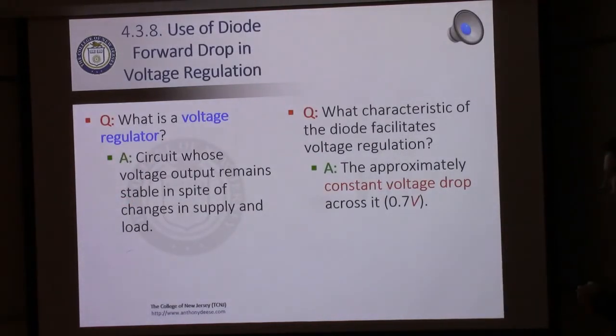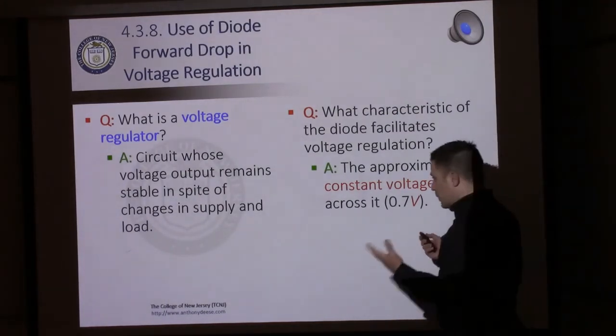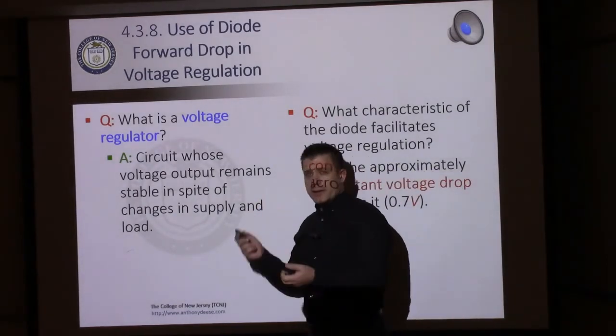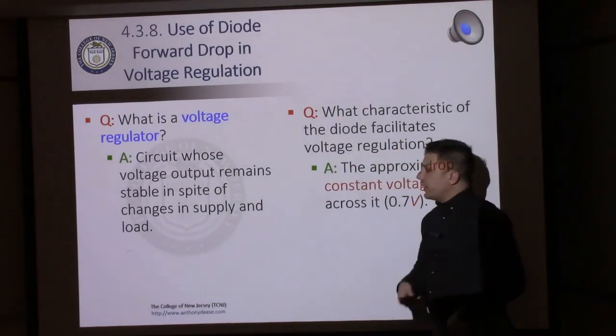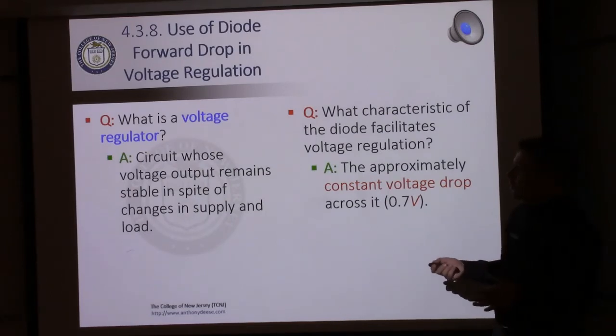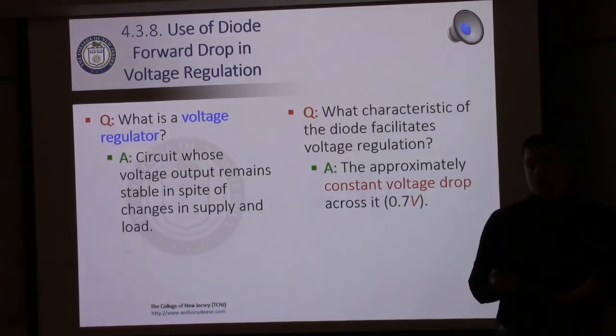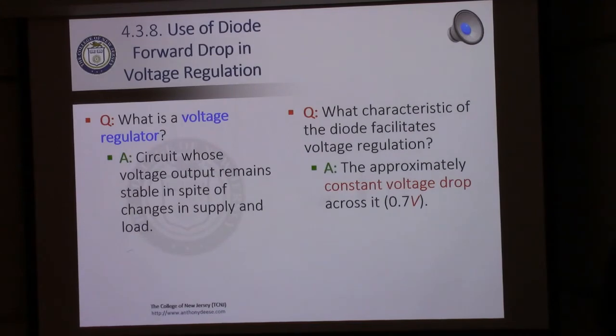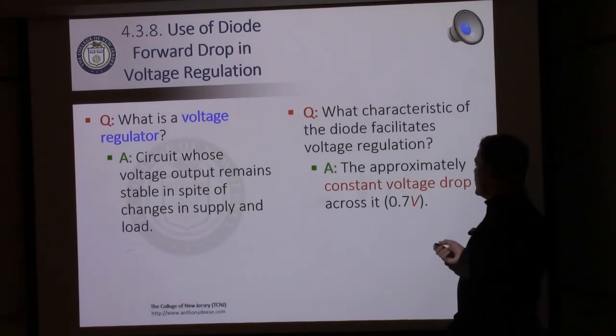So, like I said, the diode can help us regulate voltages. One way of using that is something called a voltage regulator. So what is a voltage regulator? It's a circuit whose voltage output remains stable in spite of changes in supply and load. The previous example was an interesting pseudo-example of a voltage regulator, right? Because the input ripple was large, it was 1 volt, and the output ripple was much smaller, it was less than 3 millivolts.